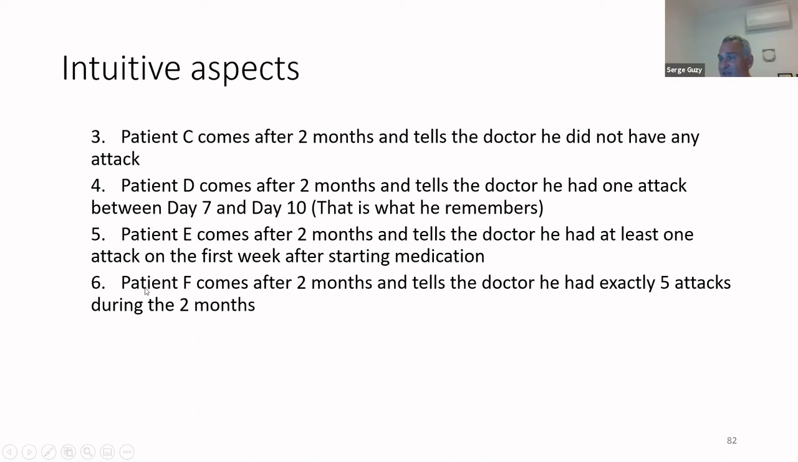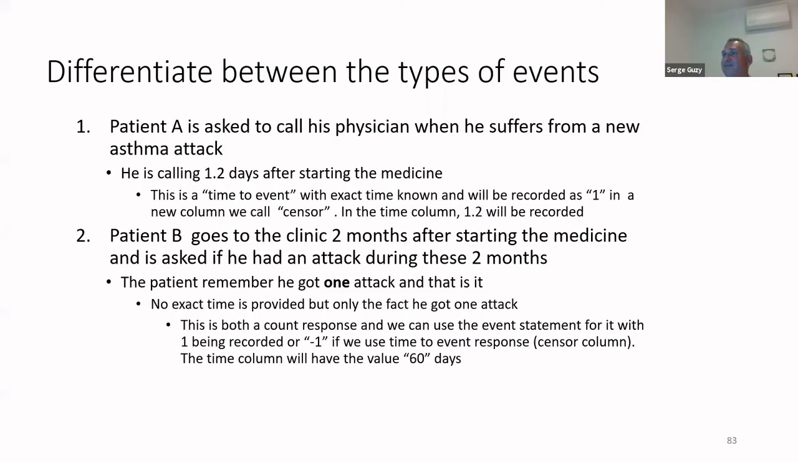Then the last example is against count data. Patient F comes after 2 months and tells the doctor he had exactly 5 attacks during 2 months. And it's against count data. He started at 0, he got to 2 months and got exactly 5 attacks because we don't know exactly when he got the attacks. Then you have many examples that are the same. And the idea here is that all the scenarios are linked to a specific likelihood that we are going to explain now.